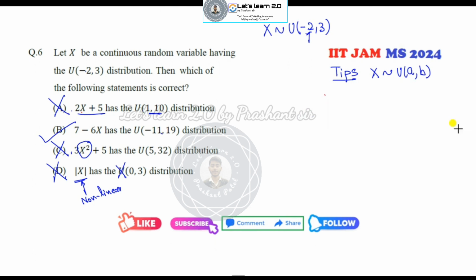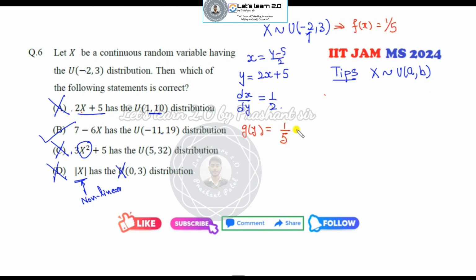There is one more method. If you are not interested to find this result, you can also find the transformation. If I take y is 2x plus 5, then what is dx over dy? I can find the value of x from here, y minus 5 over 2, so dx over dy is 1 over 2. So can you find the PDF of y? It will be the PDF of x. What is the PDF of x? It's 1 over 5. So 1 over 5 into dx over dy, that means 1 over 10. So clearly, what is the uniform distribution? It's 1 over 9.